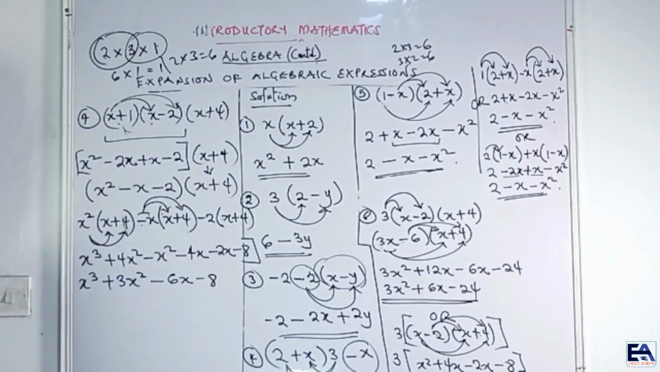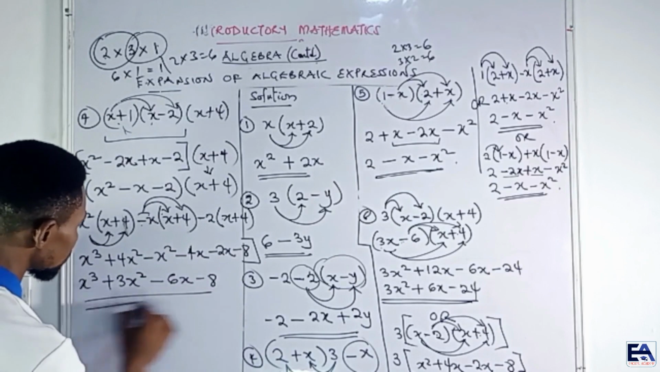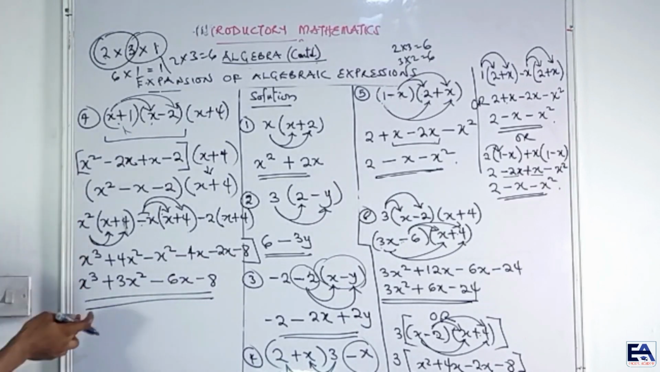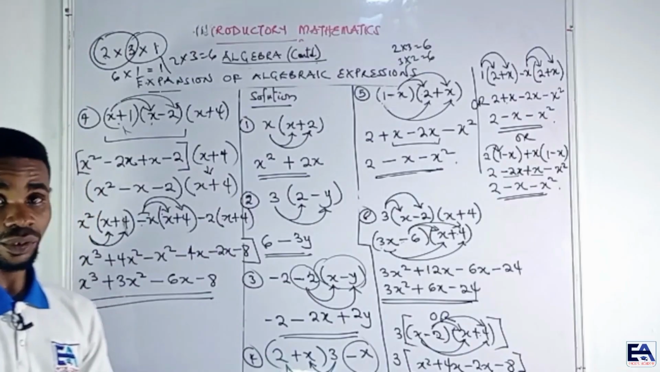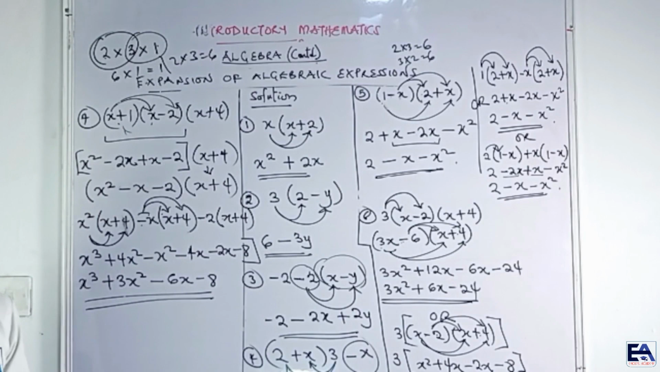I don't think there's anything we can do here again. So that marks the end. This is x cubed, this is x squared, this is ordinary x, and this is 8. None of them are related, none of them are like terms, so we just let them be. So that is that.